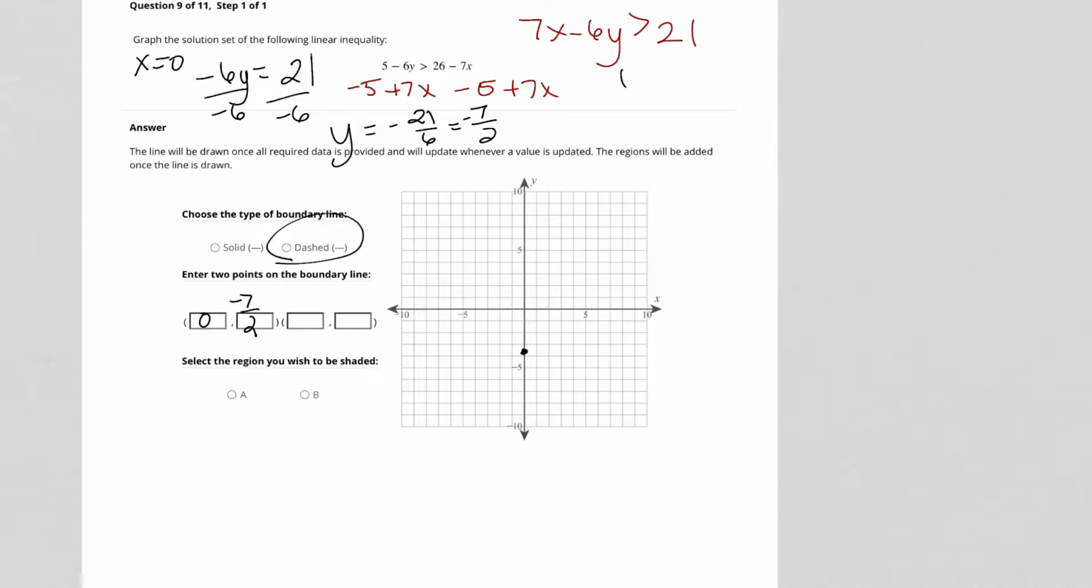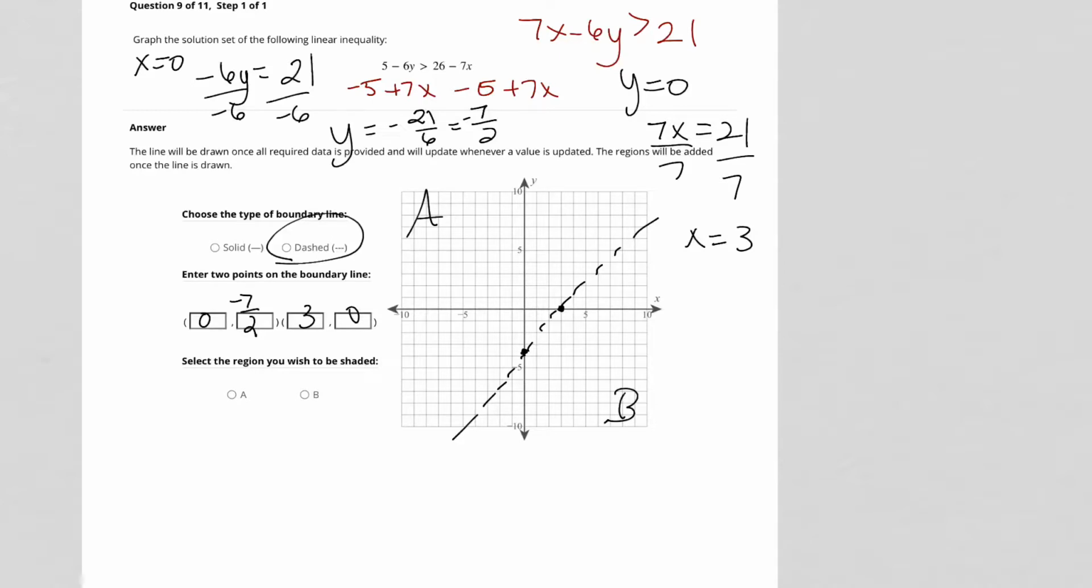Okay, and then when y is equal to 0, we have 7x equals 21. Divide both sides by 7, x equals 3. So that point is 3, 0. So go 1, 2, 3, 0. Have a dashed line. We put A up there, B down here. If we test our origin, those are zeros. So is 5 greater than 26? The answer to that is no, so we're going to shade the lower one, which is B.